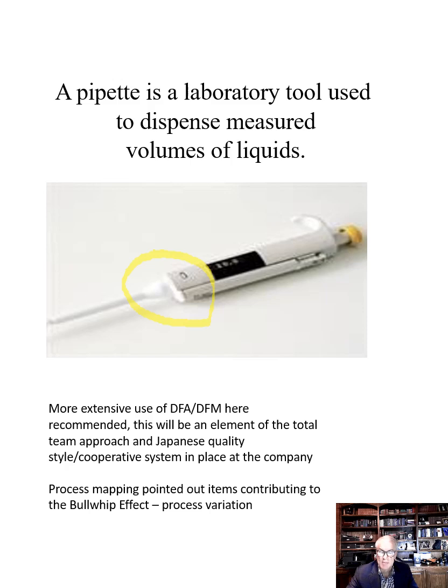Now, my engineers tell me they might have chosen a different material if they had been included in the original design. I think that is a clear indication of the importance of design for manufacturing, and that will be an element of our total team approach with this Japanese quality style cooperative system we have in place at the company going forward. The process mapping showed some items which were contributing to the bullwhip effect, which is known as the name for process variation.